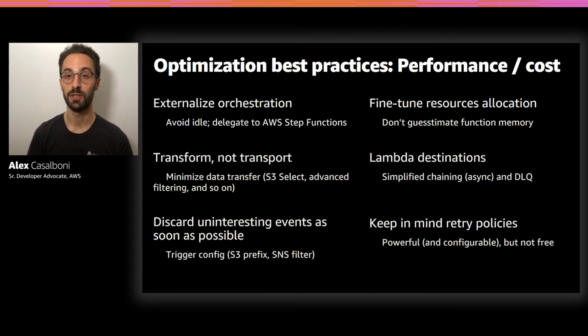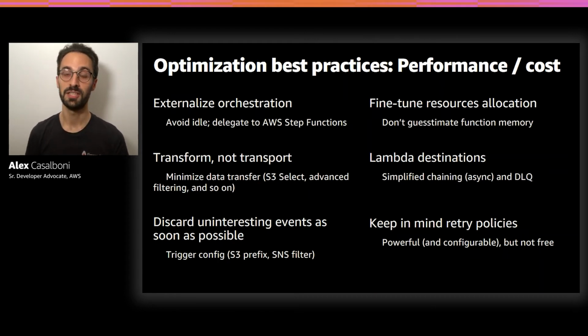Another tip is try to fine-tune the resource allocation of your function. You have the memory that you can tune in your functions from 128 megabytes up to 3 gigabytes of memory. So try to not guesstimate how much memory you need, but also try to remember that memory is not just memory, and we'll talk about that soon.